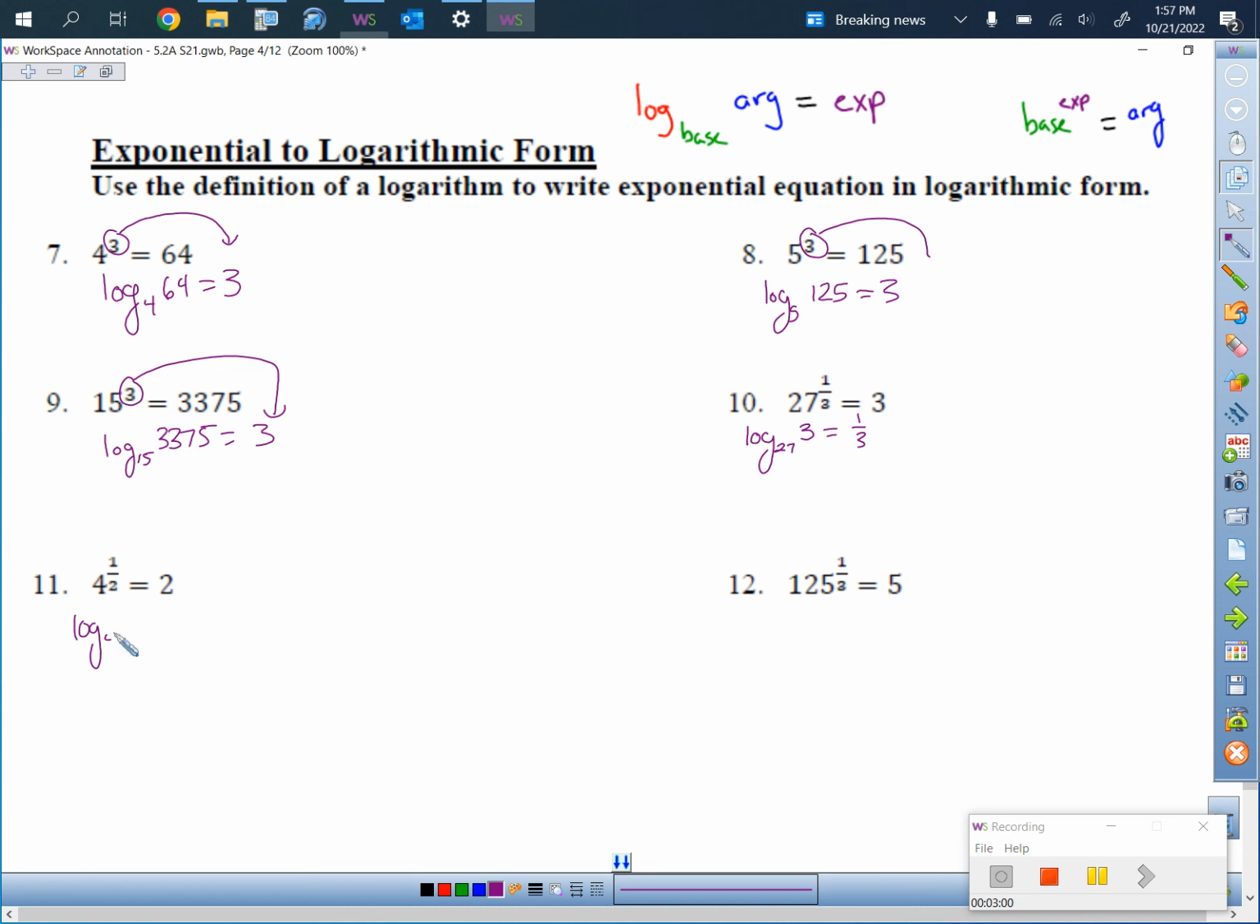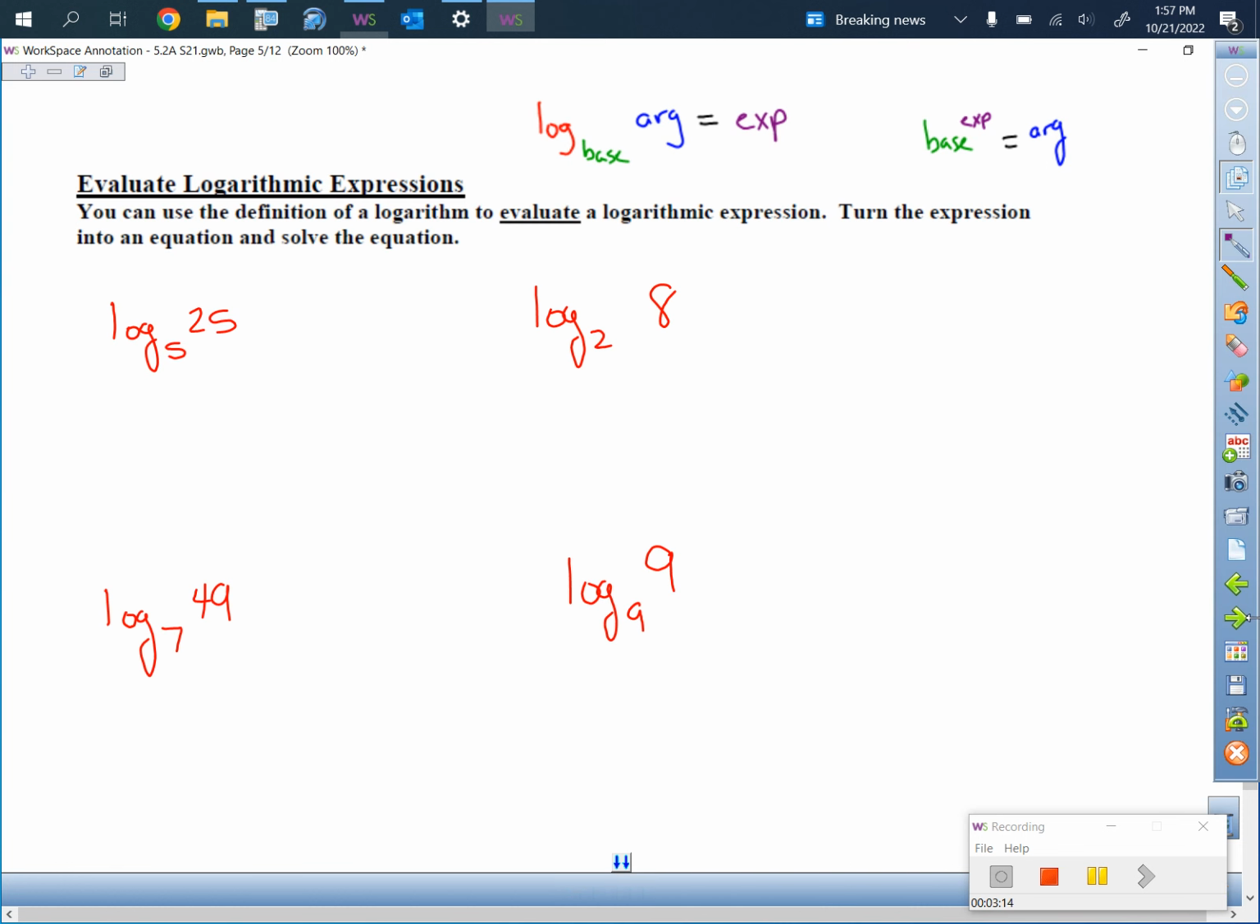Log base 4 of 2 equals 1/2. Log base 125 of 5 equals 1/3. So we're switching from an exponential form into a logarithmic form. And then the very last concept for the old video, I guess I take that back, there's one more thing after that, is just evaluating an expression, a logarithmic expression.